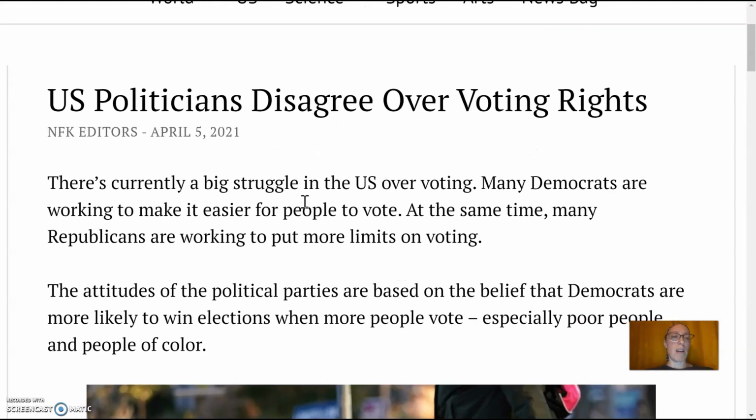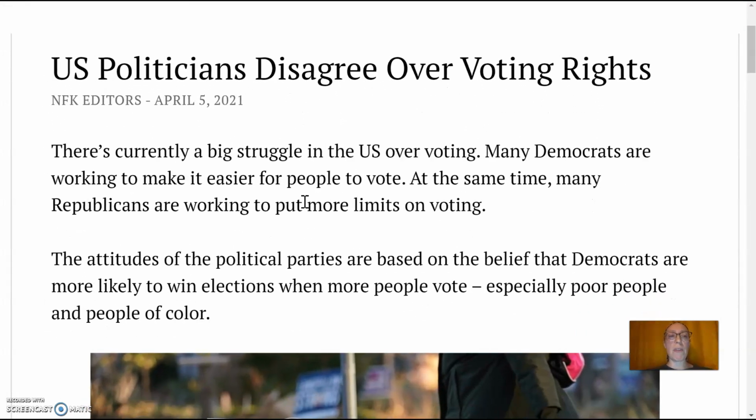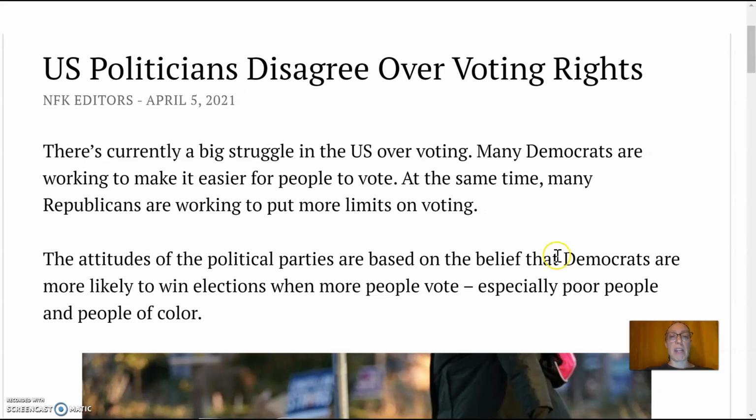I need to skim the article and find something that I can't say very well on my own, that they would have, having done research, they're going to maybe say it better, or they're going to have a fact that I want to quote. So let's see. Many Democrats are working to make it easier to vote, and many Republicans are working to put more limits on voting. I could use that one.